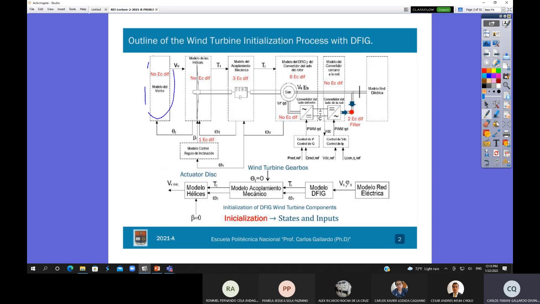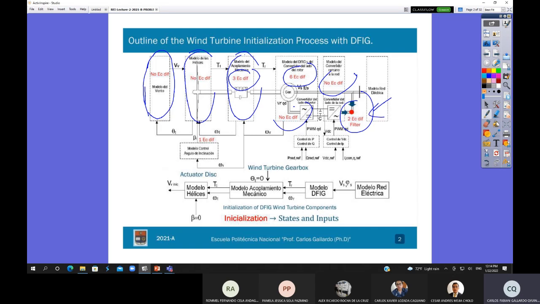Okay, so in order to carry out the modeling of this machine, I need to take into account my first component, the wind. The wind doesn't have differential equations. Okay, what about the blades? For the blades, I don't have differential equations. Okay, but pay attention to the gearbox. For the gearbox, I will have 3 differential equations. Okay, for the machine, for the doubly fed induction generator, I will have 6 differential equations. For the converter, no differential equations, and for the filter, I will have 2 differential equations.